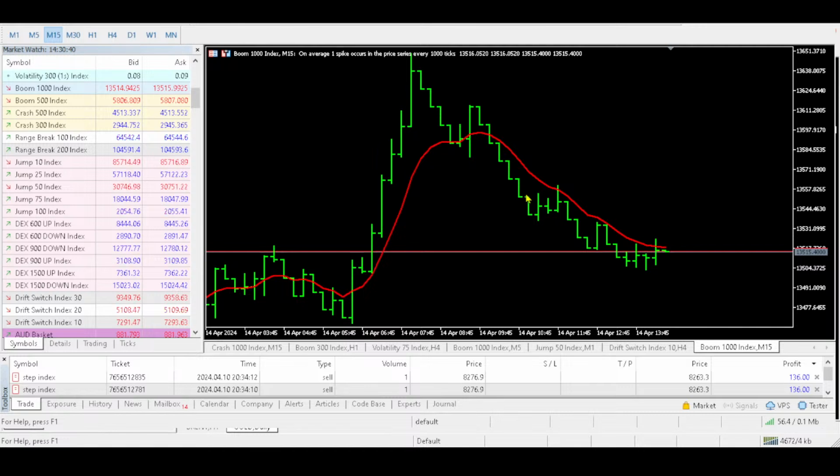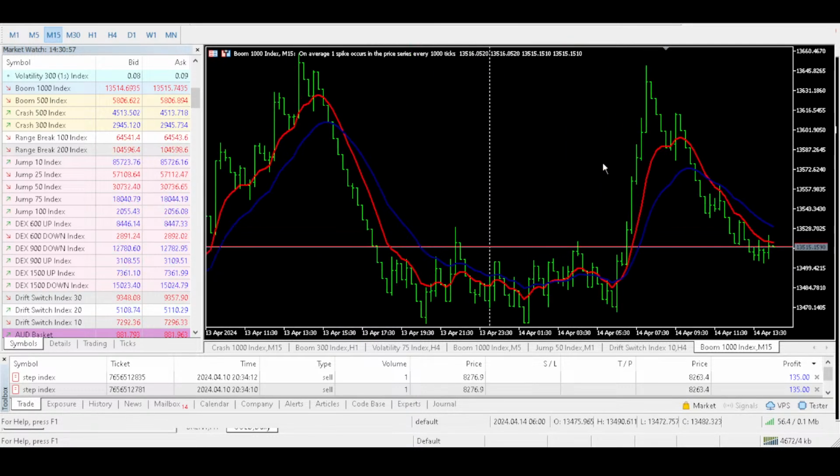Okay, and then we're going to put 18. We're going to make that blue. So it's the 8 moving average and the 18 moving average, just to get you guys started, right? An easy trading strategy, very, very easy. This is actually how I started when I started learning about trading. This is where I started.